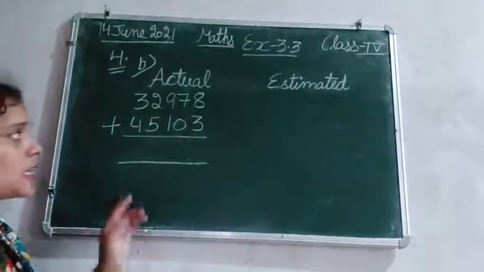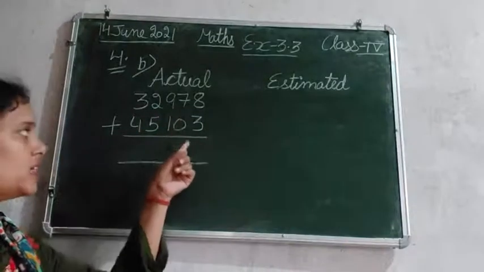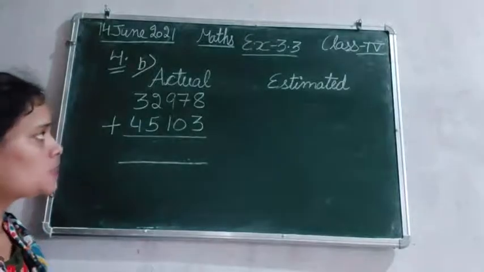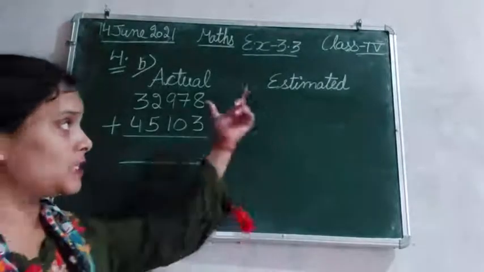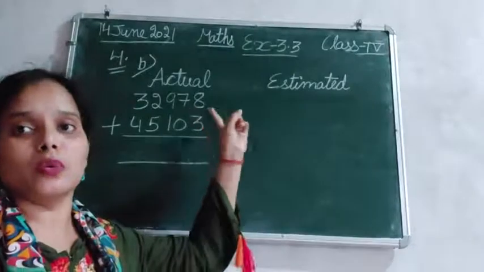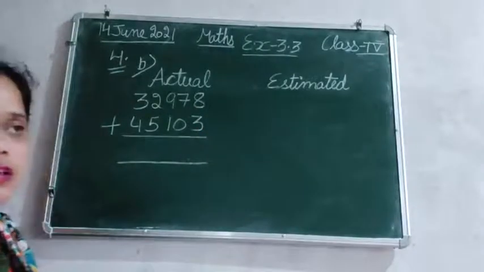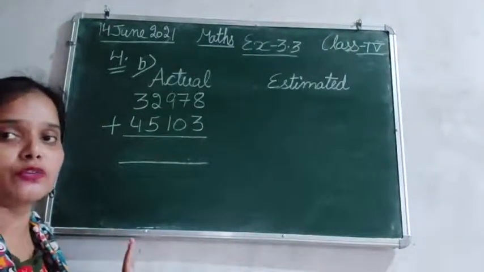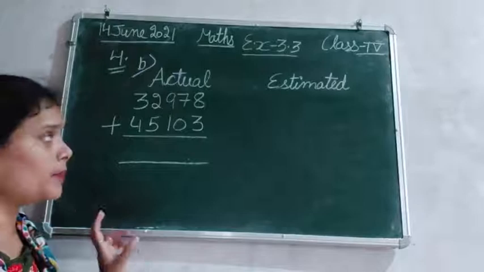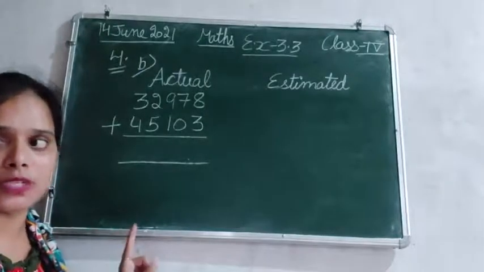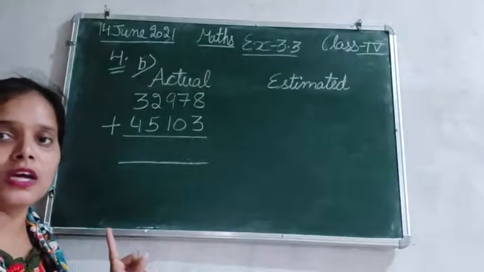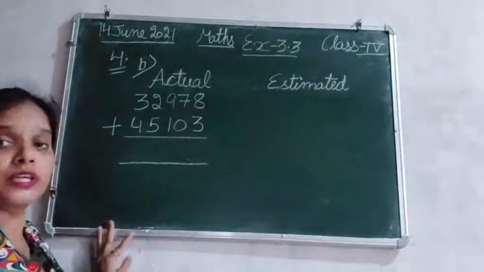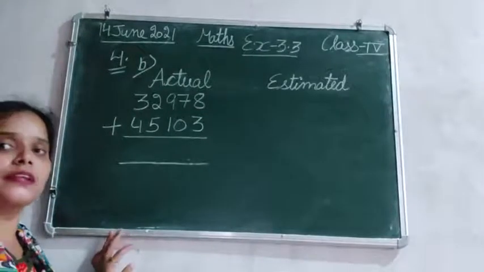The first is 32,978, whereas the second is 45,103. So first of all, we are going to find the estimated numbers, or you can say we are going to round it off to the nearest 10,000. So let's round off to the nearest 10,000.